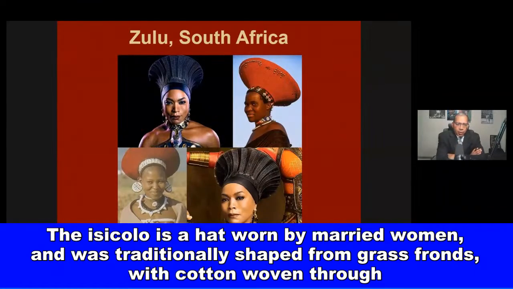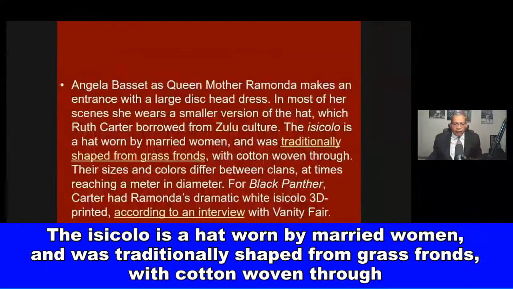Angela Bassett's character, Queen Ramonda, who's actually T'Challa's stepmother, if you understand the storyline, because his birth mother dies a few days after he gives birth. That comes from South Africa, okay? That flat disc hat is an Isikolo. Angela Bassett as Queen Mother Ramonda makes an entrance with a large disc headdress. In most of her scenes, she wears a smaller version of the hat, which Ruth Carter borrowed from Zulu culture.